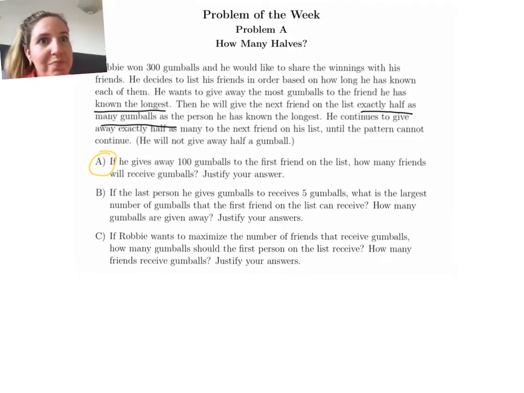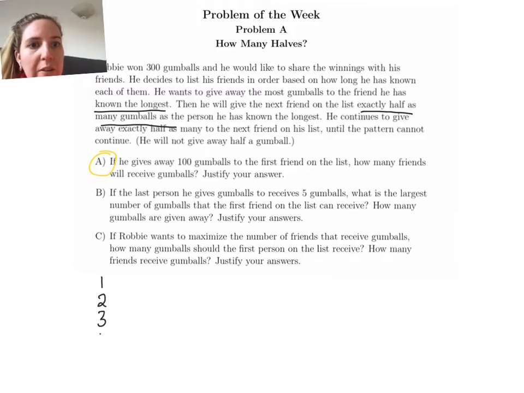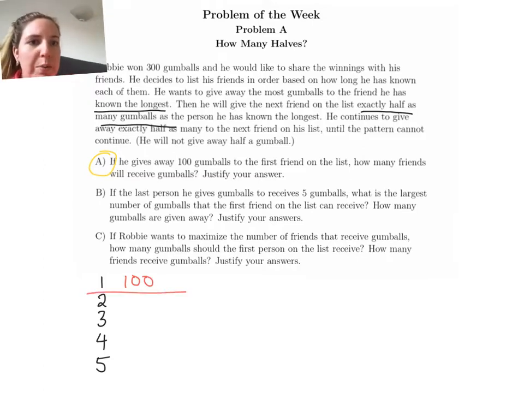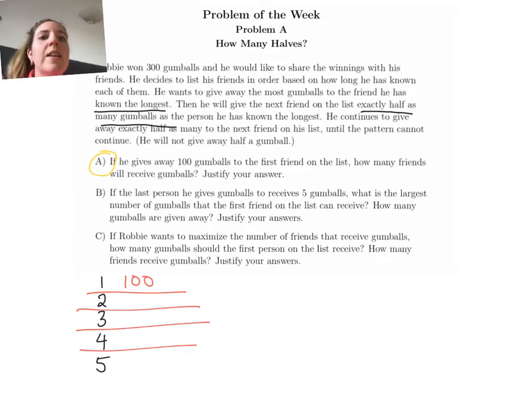Justify your answer. Okay, so a way to work this out, in fact, all three questions you can work out the same sort of way, is to form a table. So you've got friend number 1, you've got friend number 2, 3, 4, and 5, and so on. Now, if friend number 1 gets 100 gumballs, hopefully your table's ruled up a lot nicer than mine. Second person's going to get half as many gumballs, which is 50. Then the next person's going to get half that, which is 25.